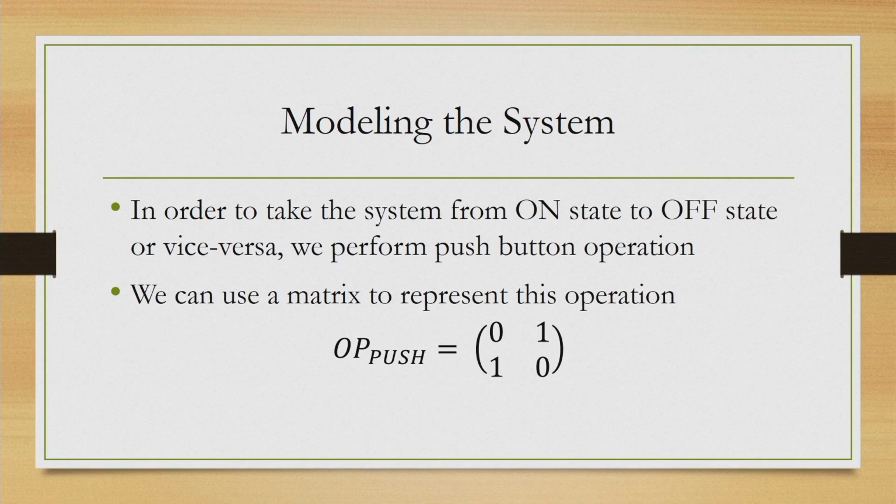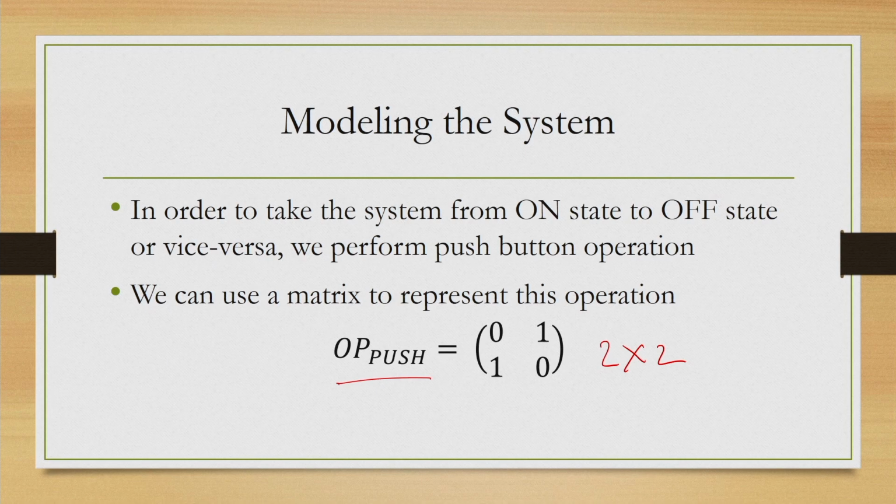So, this transition we can represent in the form of another matrix. See, earlier the states were represented in the form of one dimensional matrices, which are vectors. The transition also we can represent in the form of a matrix, and in our case this matrix will look like this. We call it OP push, which can be represented as this 2 by 2 matrix, where the elements are 0 1 1 0. So, essentially it represents a push button operation.